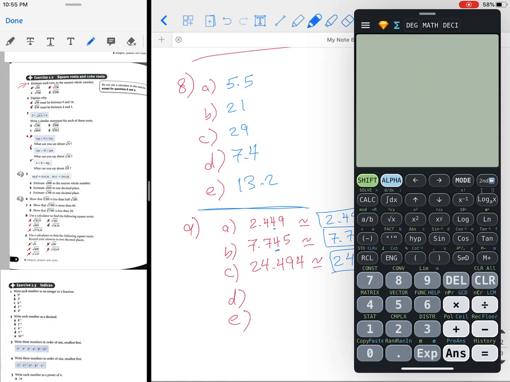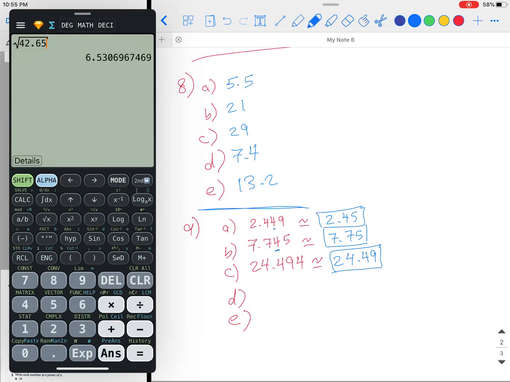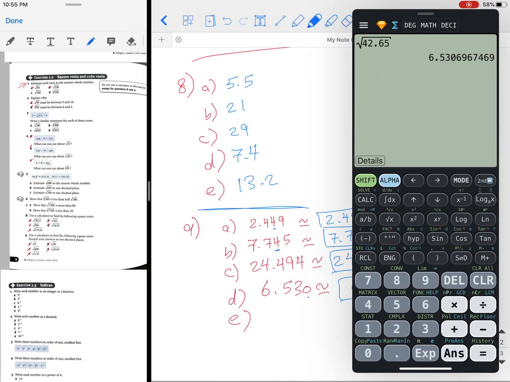Okay, next one, because 4 is a small number, it won't round anything up. Next one, the square root of 42.65. So it will be 6.530. Rounded, it will be 6.53 because it's 0 here. It won't round anything up.